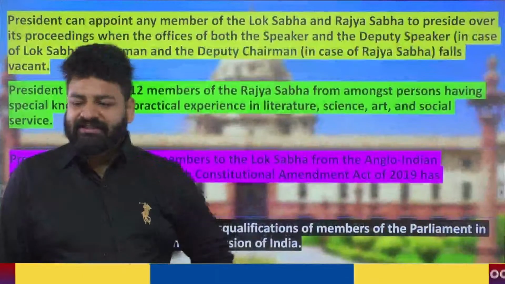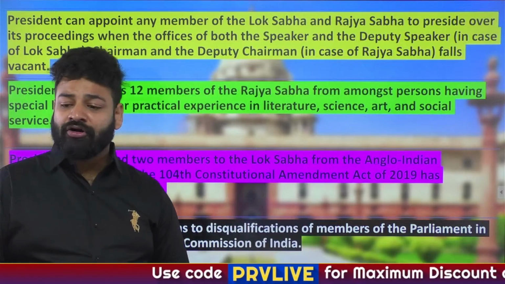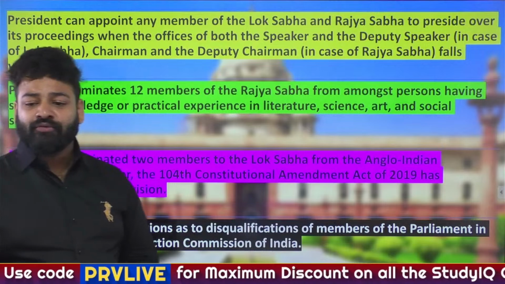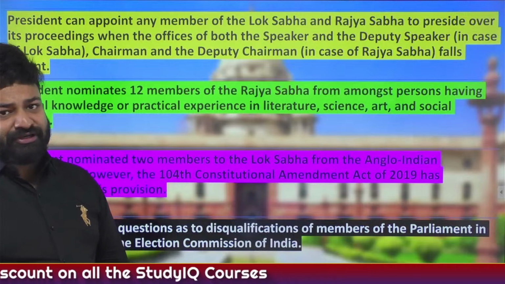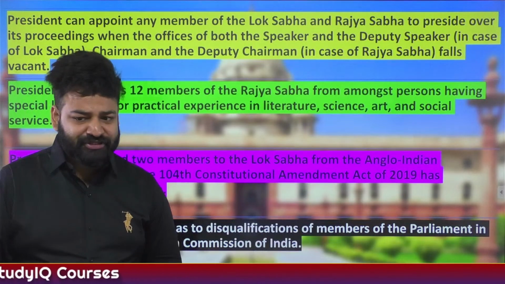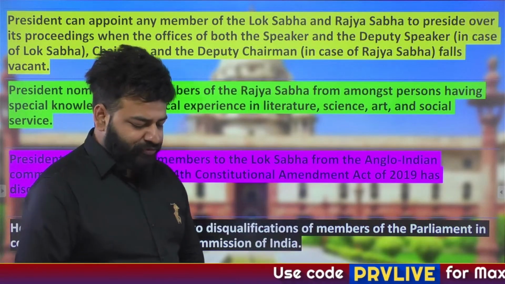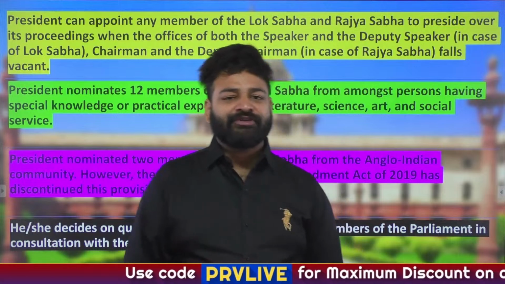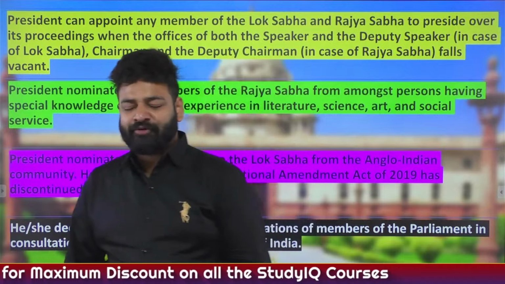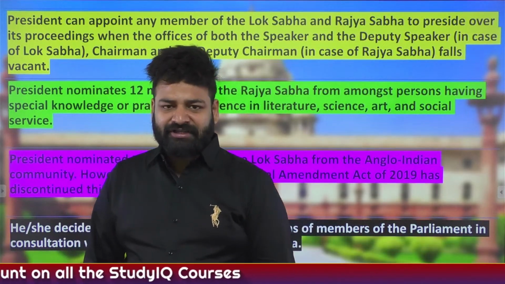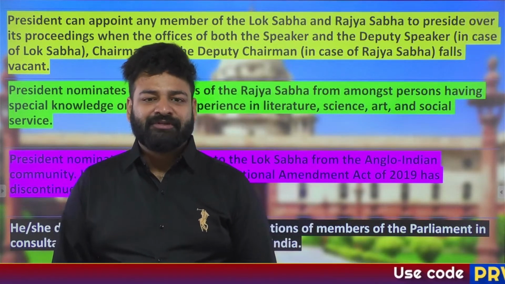Next, legislative powers. The President can appoint any member of the Lok Sabha or Rajya Sabha to preside over its proceedings when the offices of the Speaker, Deputy Speaker, or the Chairperson or Deputy Chairperson in case of Rajya Sabha, fall vacant. The House of the People, the lower house, that is Lok Sabha, is presided over by the Speaker and the Deputy Speaker. In case they both are not available due to any unavoidable circumstances, then the President of India shall decide the presiding officers.